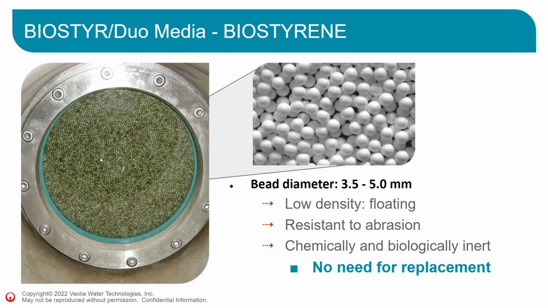Now we look at the components of the Biostyr cells. First, one of the main items of the Biostyr cell is its media. It's Biostyrene. These are small beads that will float. They are really light, resistant to abrasion and chemically inert, so there's no need for replacement. These are in the cells, and you don't need to replace them over time because they are typically not moving.